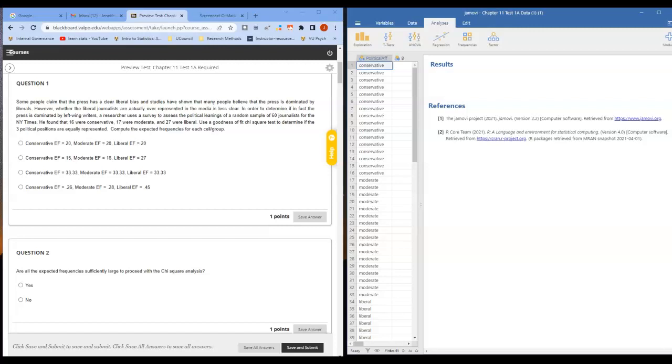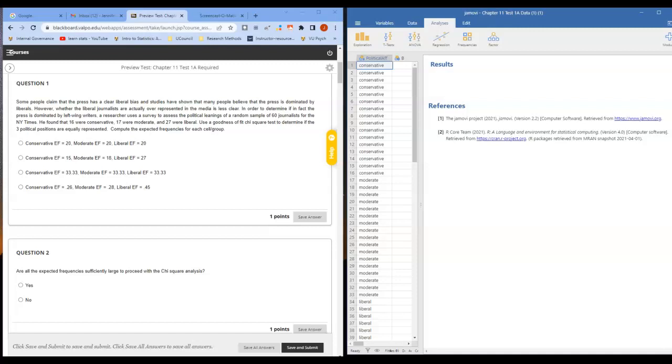Alright, so for question 1, some people claim that the press has a clear liberal bias, and studies have shown that many people believe that the press is dominated by liberals. However, whether liberal journalists are actually overrepresented in the media is less clear. In order to determine if in fact the press is dominated by left-wing writers, a researcher uses a survey to assess the political leanings of a random sample of 60 journalists for the New York Times. He found that 16 were conservative, 17 were moderate, and 27 were liberal. Use a goodness of fit chi-square test to determine if the three political positions are equally represented.